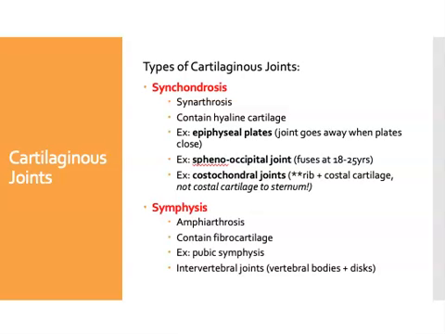The symphysis type of cartilaginous joint is found in the pubic symphysis, and we mentioned this joint before. It's also found in the intervertebral joints, so the space in between the vertebral body where the discs are. This is an amphiarthrosis type of joint. This is a joint that does have some movement within it, although limited. And this type of cartilaginous joint has fibrocartilage in it, not hyaline cartilage.